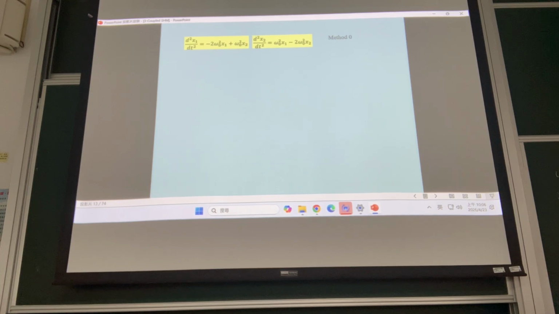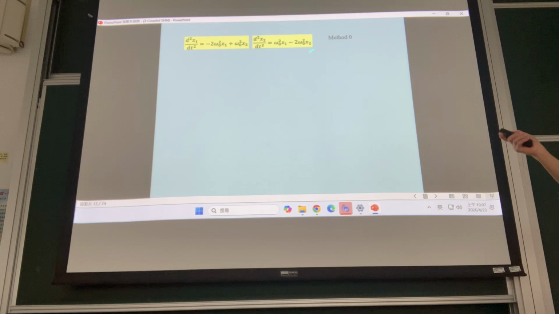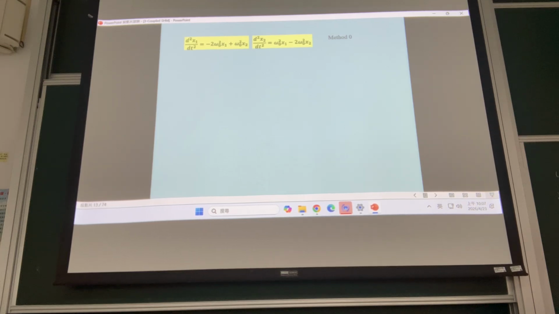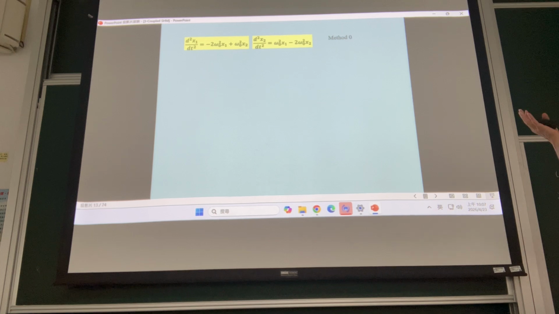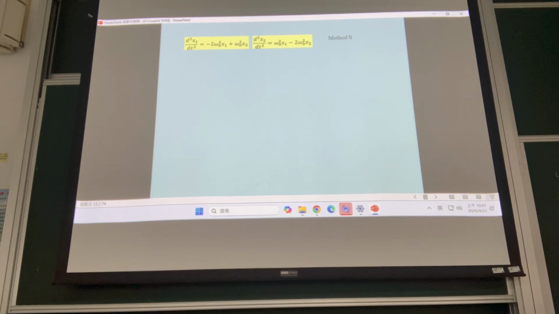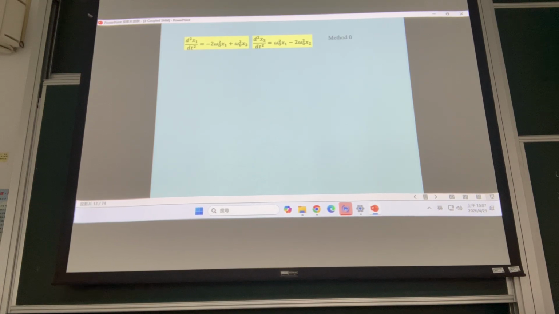Method 0. Of course, because these are second-order differential equations, why couldn't we just use the complex number method on them? 我们为什么不就用刚刚才学会的复数的方法，放到它上面就好了？If you think so, that's so. Okay. So method 0 is the complex number method.